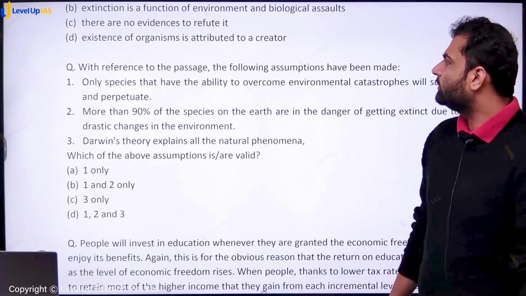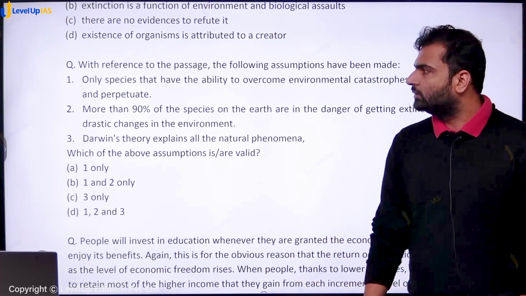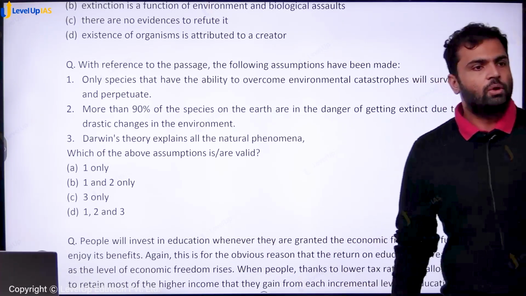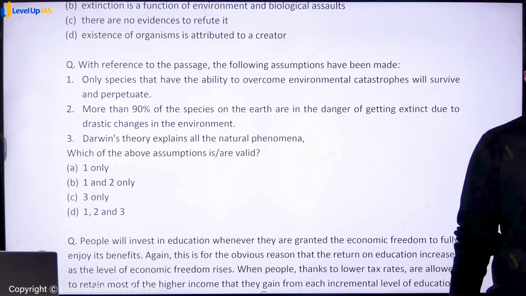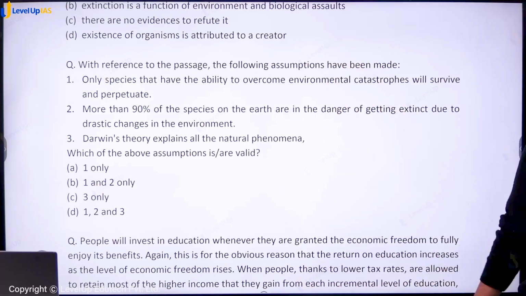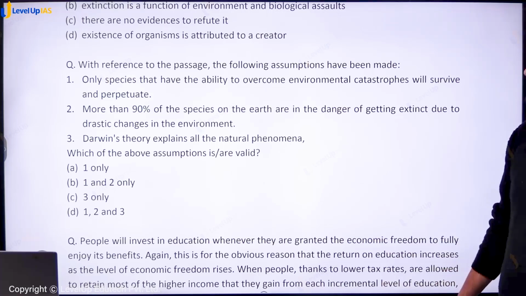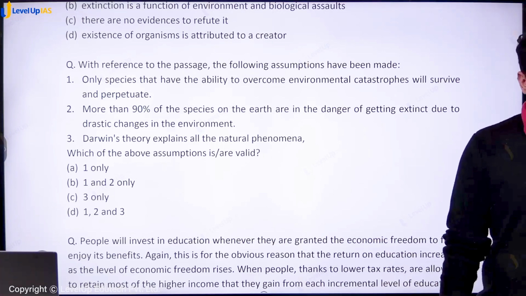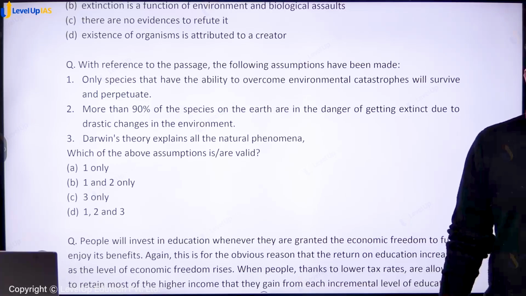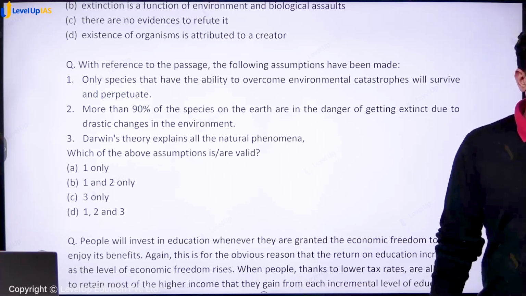Next, with reference to the passage, the following assumptions have been made. Assumption: something which the author has taken for granted, something which may be implicit, which need not be stated explicitly. A, first statement: only species that have the ability to overcome environmental catastrophes will survive and perpetuate. Yes, those who do not will perish. They will get extinct.